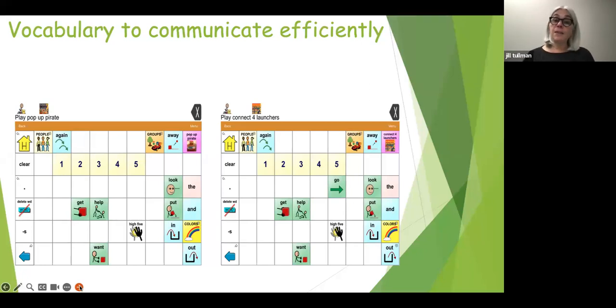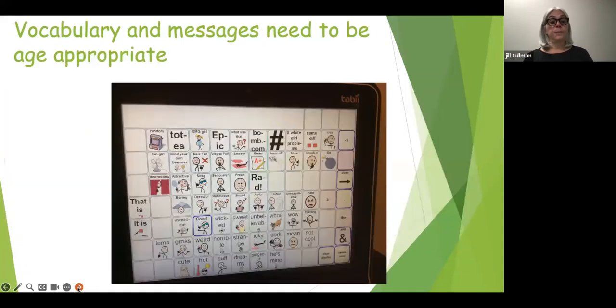Playing games is something really fun that we can do regardless of our age. These are two examples of playing Pop-Up Pirate on the left and Connect 4 on the right, where again you see vocabulary that is consistent, whether it be a high five or how many swords we're going to take out or how many Connect 4 launchers we're going to launch, all in the same location.